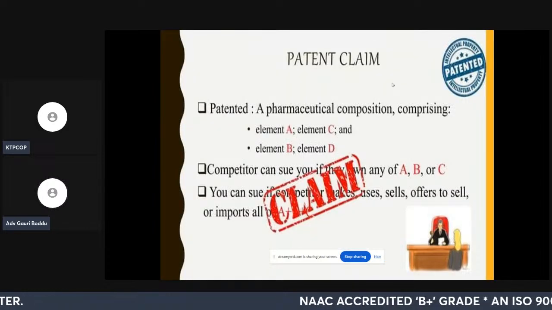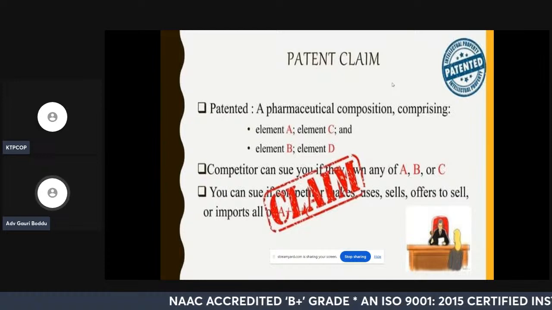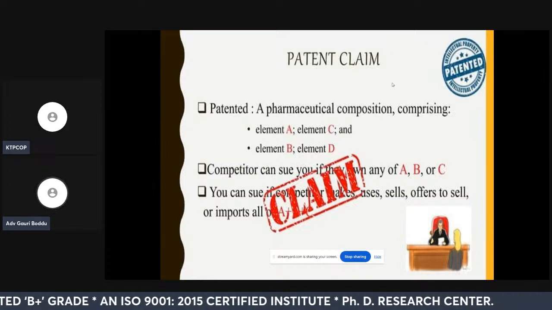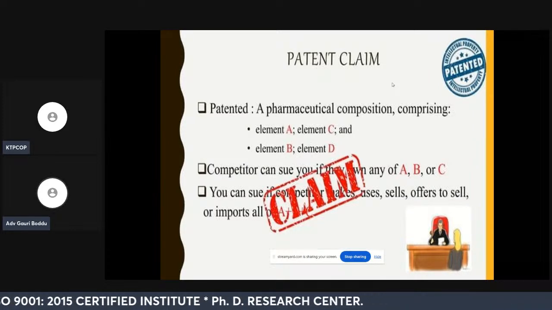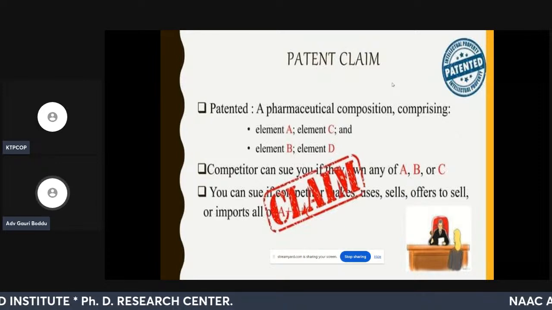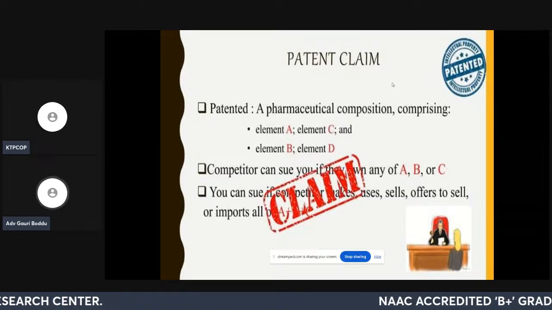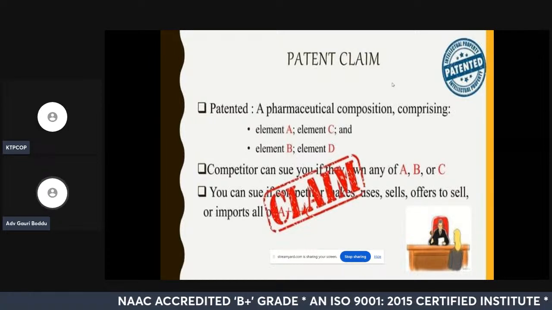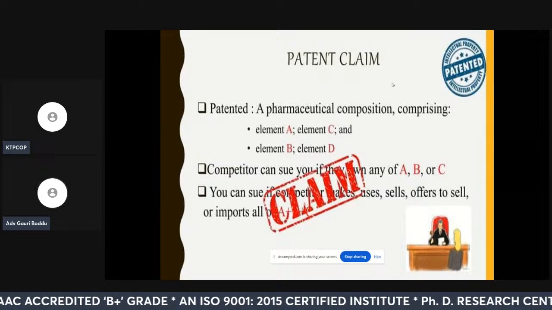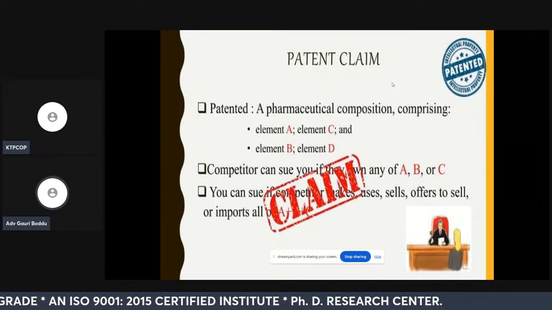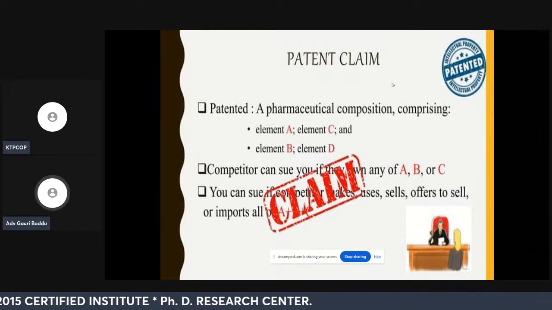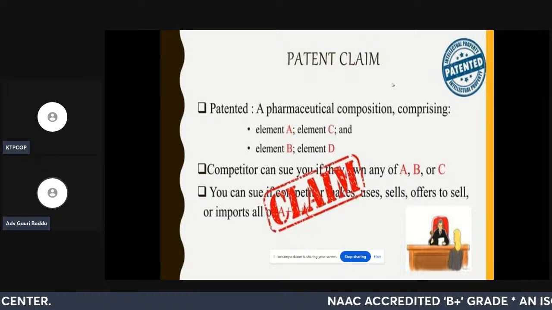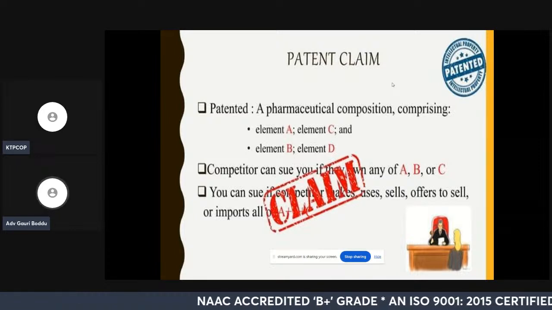Now, what is a patent claim? A patent claim is, for example, a patented pharmaceutical composition comprising element A, element C, element B and element D. The competitor can be sued if they own any of the A, B, C, or D. You can sue if a competitor makes, uses, sells, offers to sell, or imports A plus B plus C plus D. So that is a patent claim where you have the elements, but someone is using it and selling it. So that is where you can find the infringement.